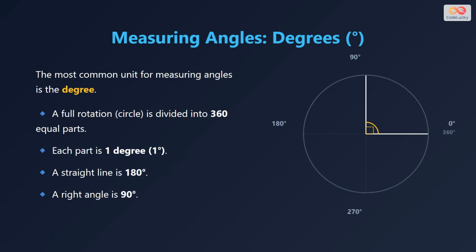How do we measure this rotation? The most common unit is the degree. Imagine a full circle divided into 360 tiny slices. Each slice is 1 degree. A right angle is 90 degrees, and a straight line is 180 degrees.